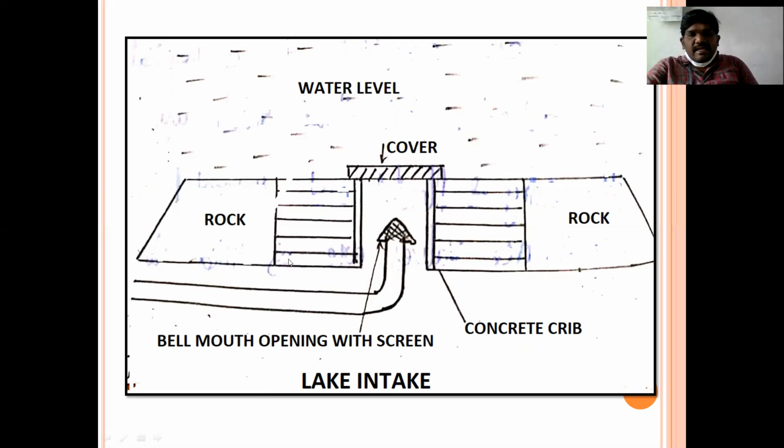This is the water level. It is constructed at the lake bed, and this structure is covered within an RCC cover. The pipeline has a bell mouth opening. Through these screens, water will enter into the pipe, and this pipe is connected to treatment plants. After the treatment, from the treatment plant, water will be supplied to the public as per the requirement. This is about lake intake.